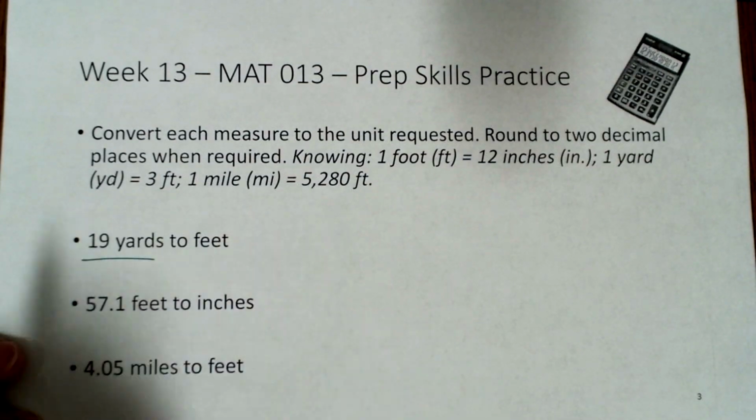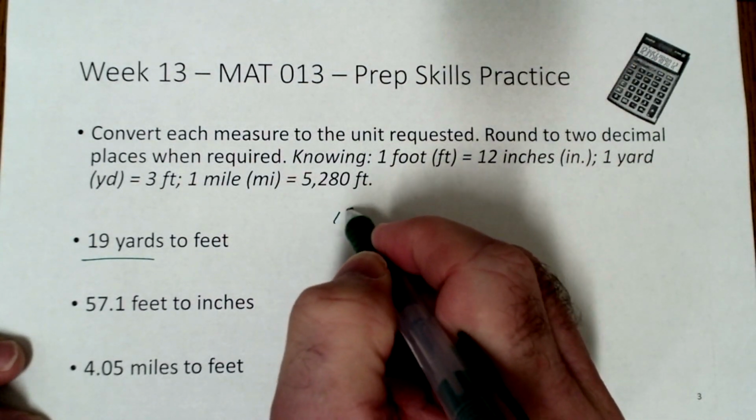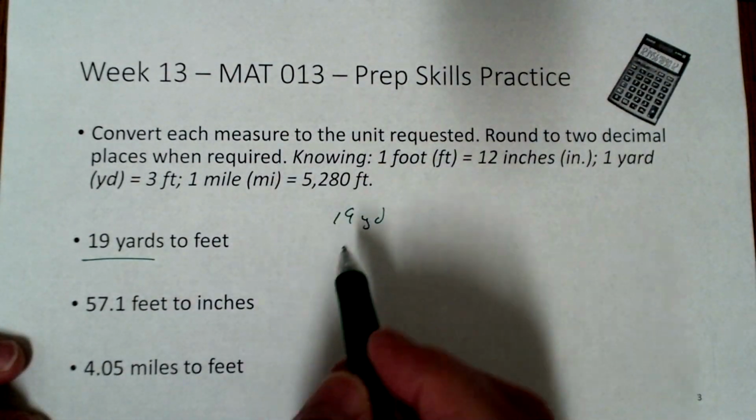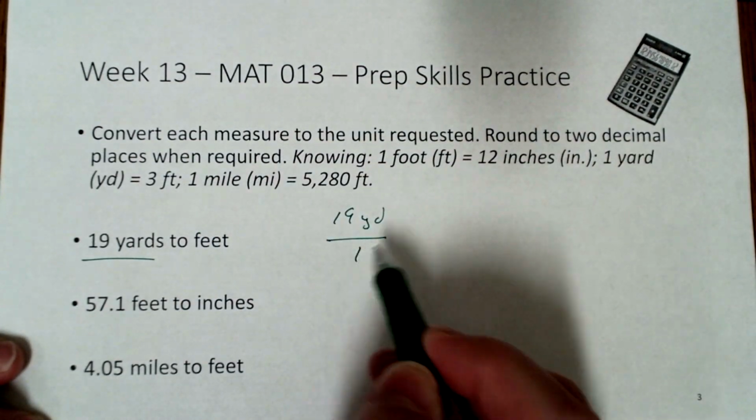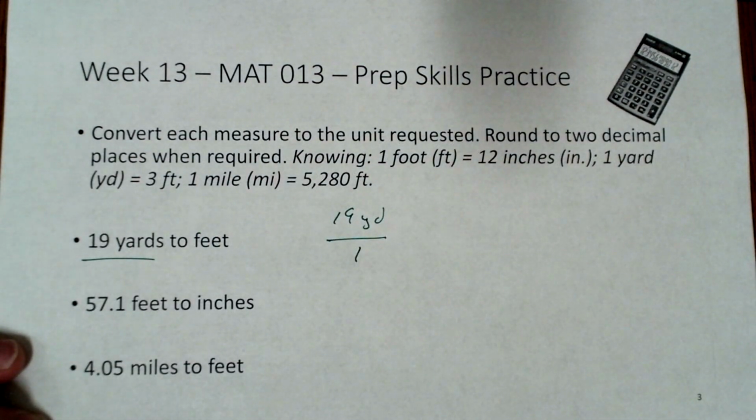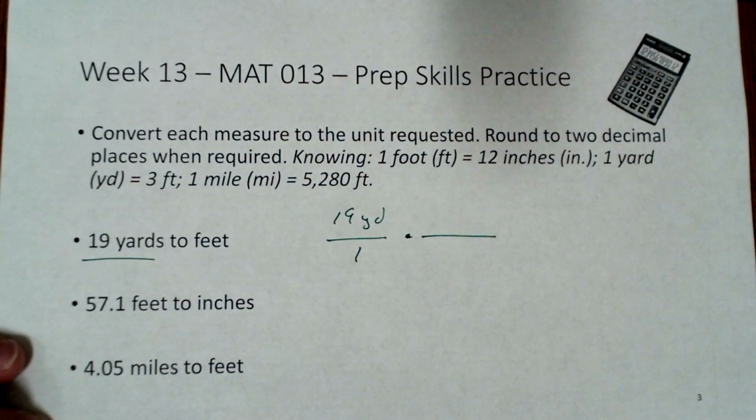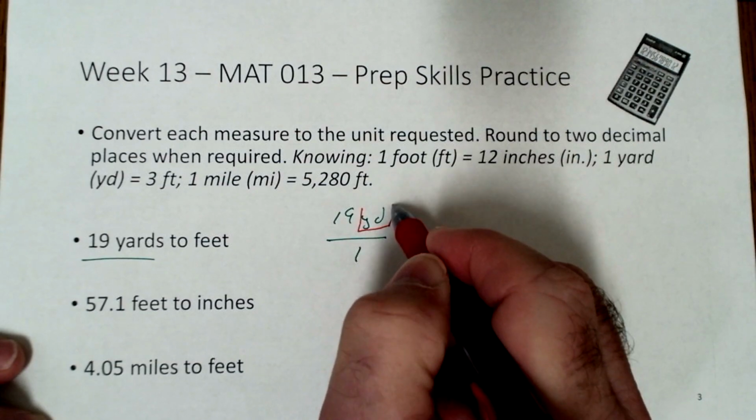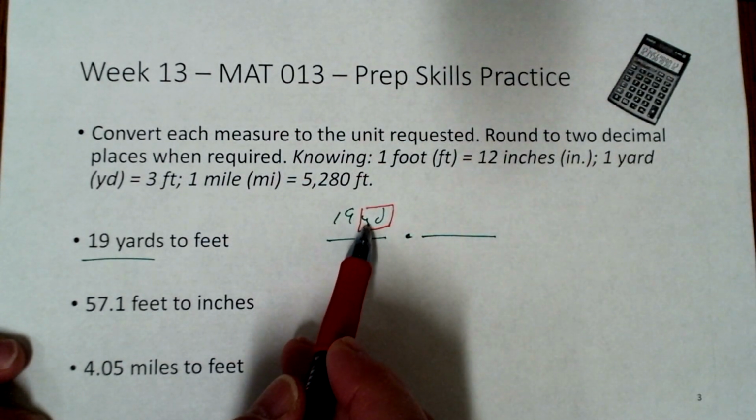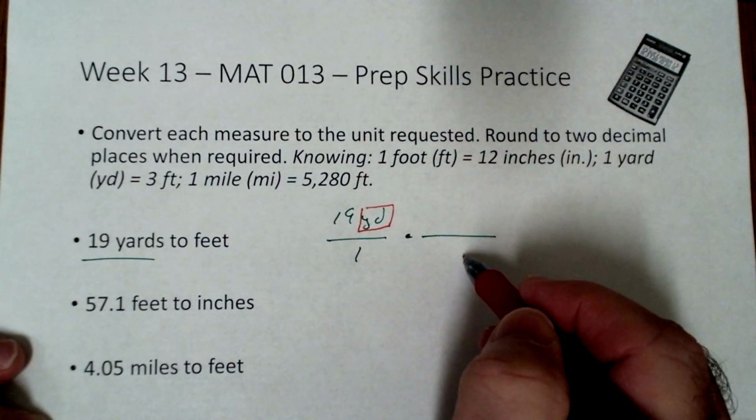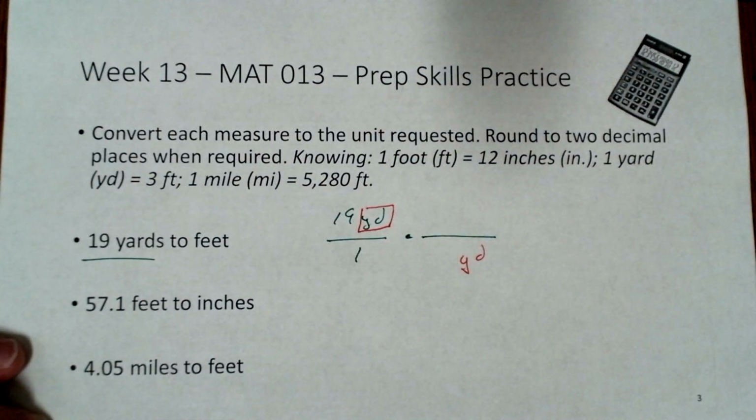So what we're going to do is take what we know. We're going to say 19 yards. Abbreviation for yards is YD. And we're going to make it a fraction. We always take what we know and make it a fraction, times, again, whatever our unit of measure. Whatever is our unit of measure in our numerator becomes our unit of measure in our denominator.